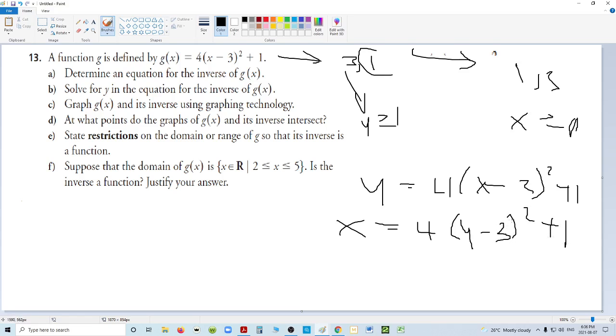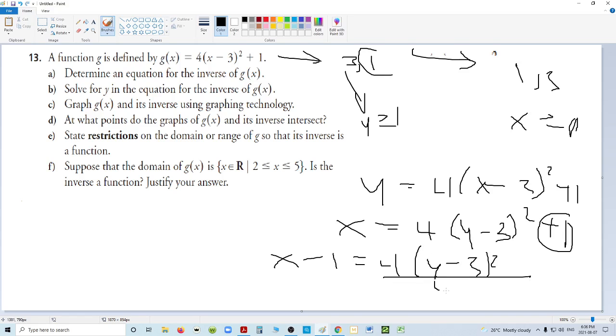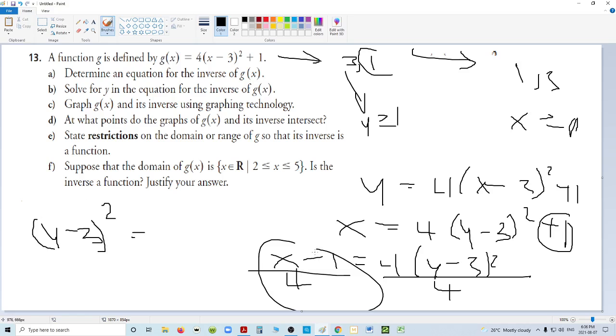Lots going on here. How do I get my y all alone? Well, it's got a bracket and an exponent, a multiplier, and an addition. And in reverse BEDMAS, we got to get rid of the addition first. So you get x minus 1 is equal to 4 times (y minus 3) squared. Now we have an exponent, a bracket, and a multiplier, and in reverse, we get rid of the multiplier first. So suddenly I'm left with (y minus 3) squared is equal to, I'll keep it like that actually, x minus 1 over 4.